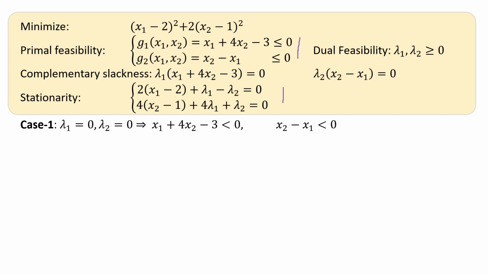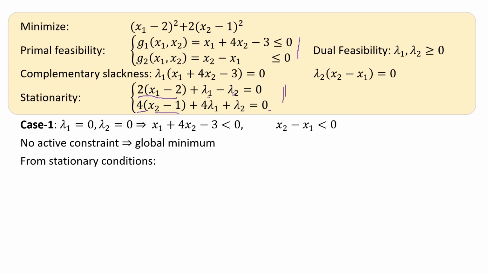So let's replace lambda 1 and lambda 2 with zeros in the stationarity conditions. And so we get 2 times (x1 minus 2) equals 0 and 4 times (x2 minus 1) equals 0, whence we get x1 equals 2 and x2 equals 1. So this is our first candidate solution. We have to test the feasibility conditions to see if they are satisfied.